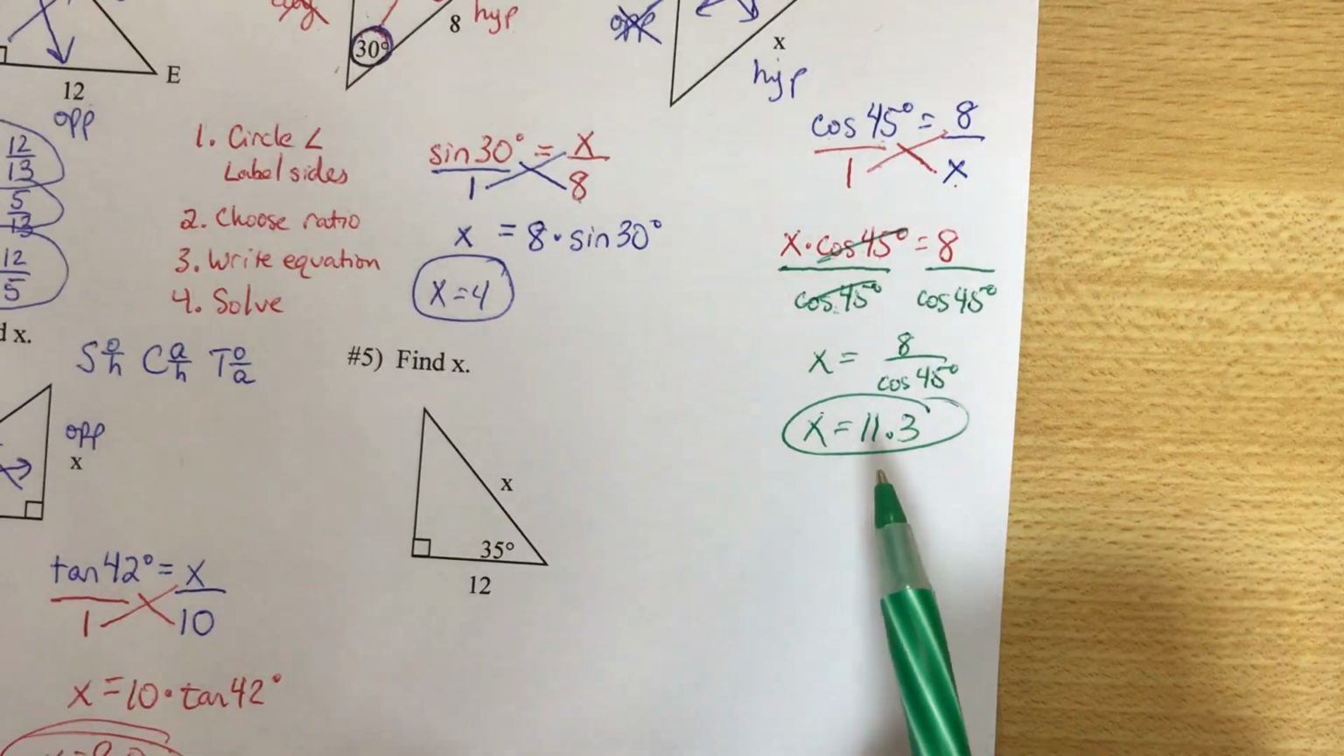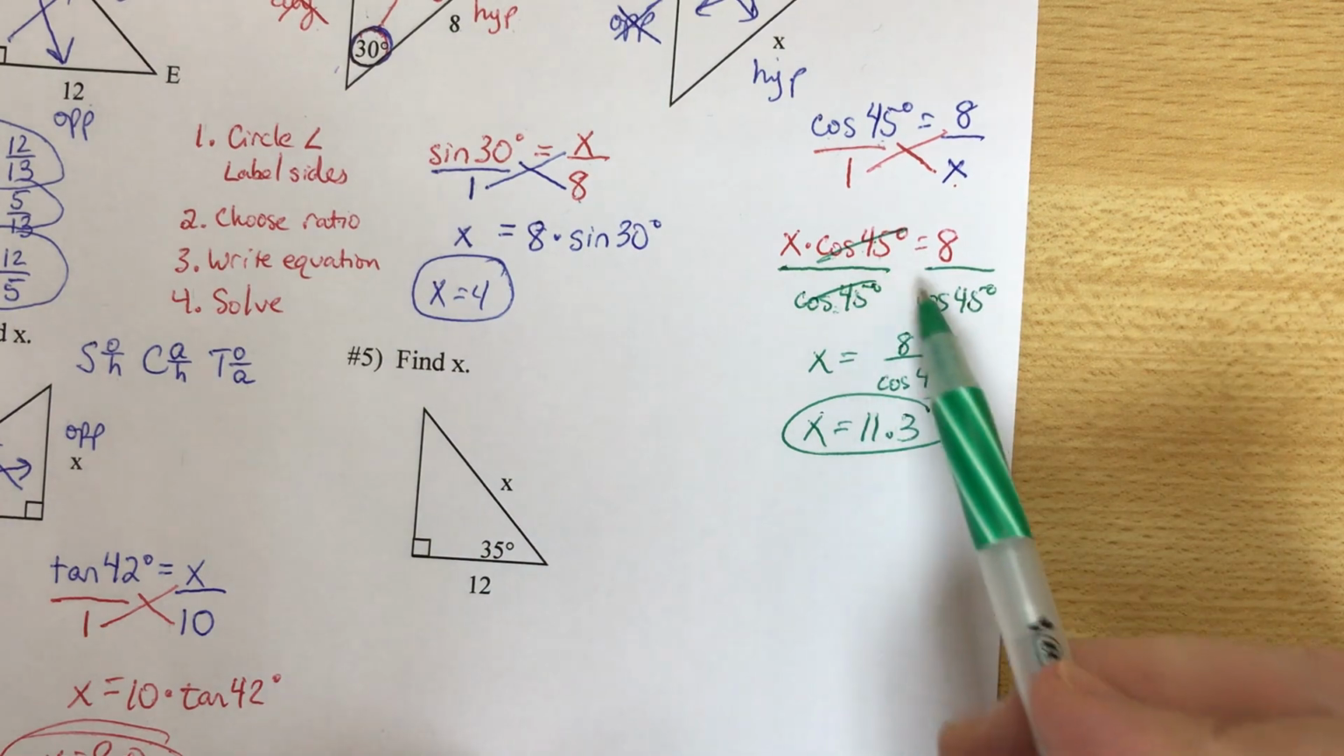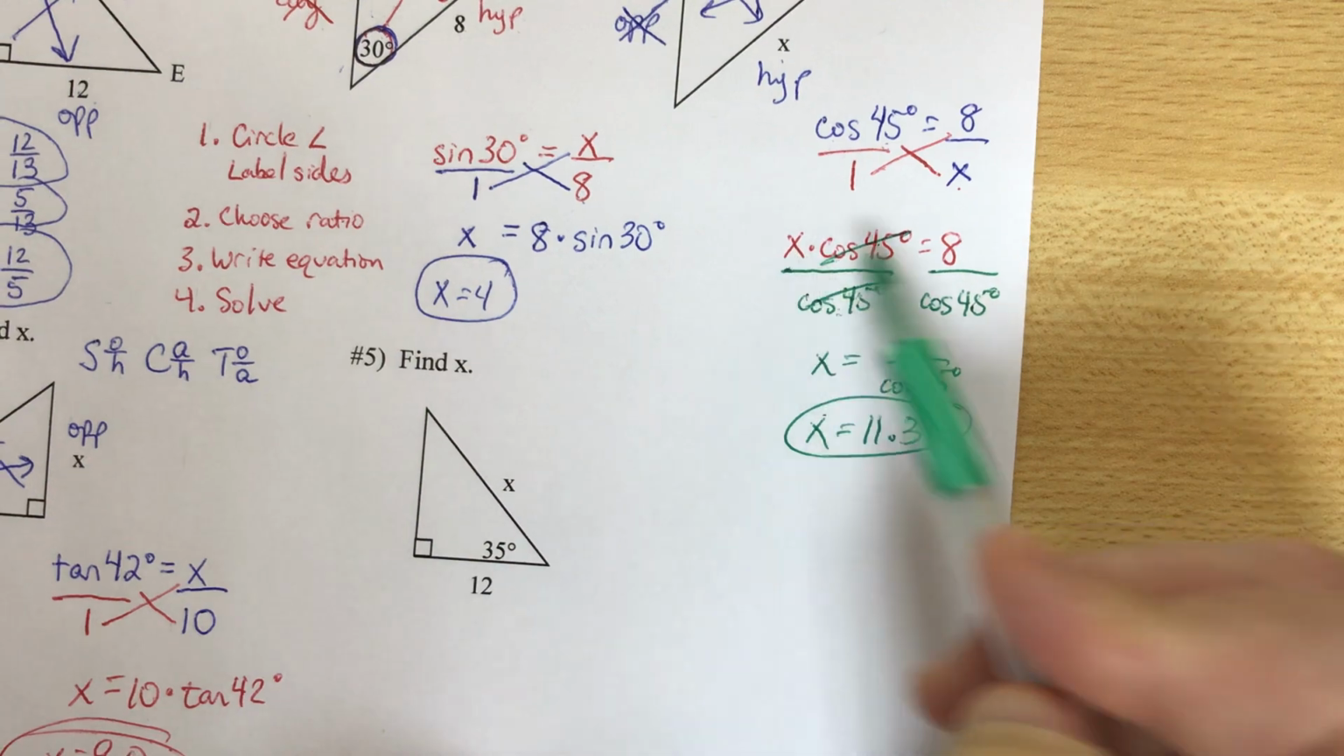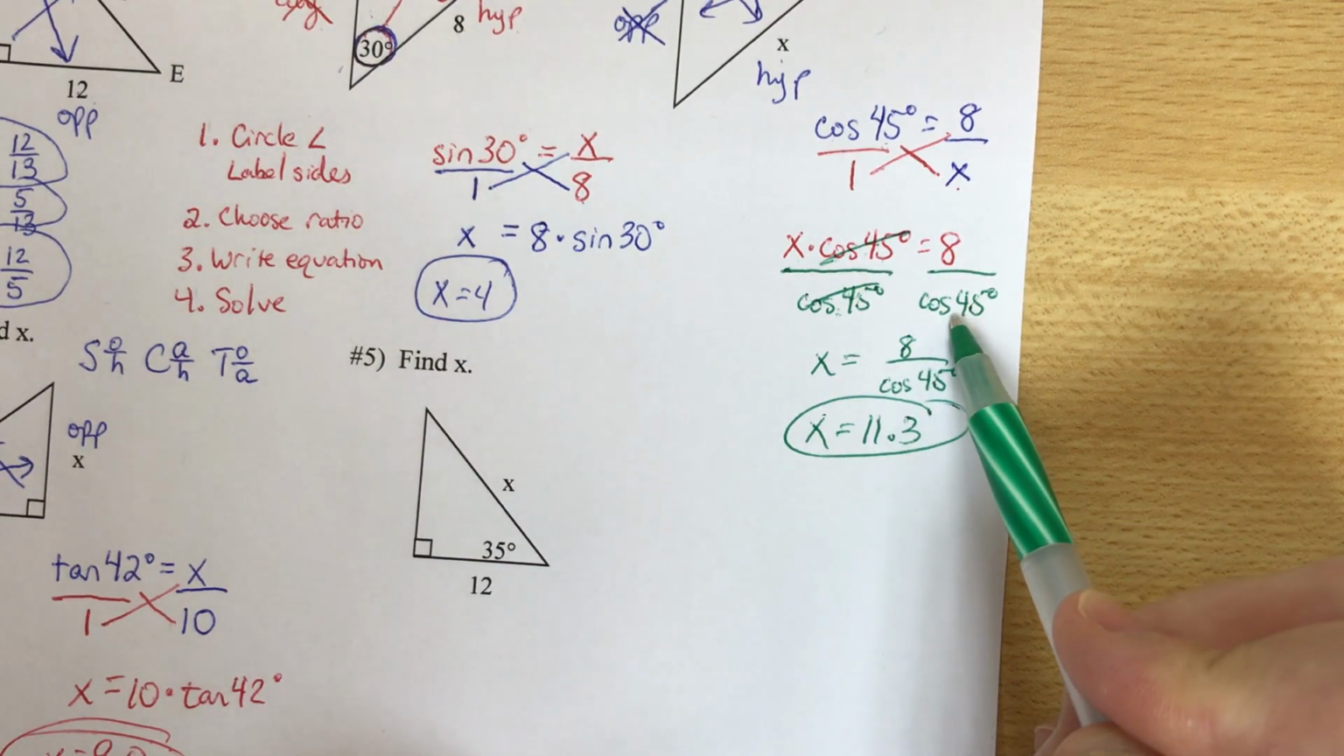Now really all we've done is add one extra step. When you get to here, you don't need to rewrite this. Once you get to this, you can say x equals, and then I type that answer right there.